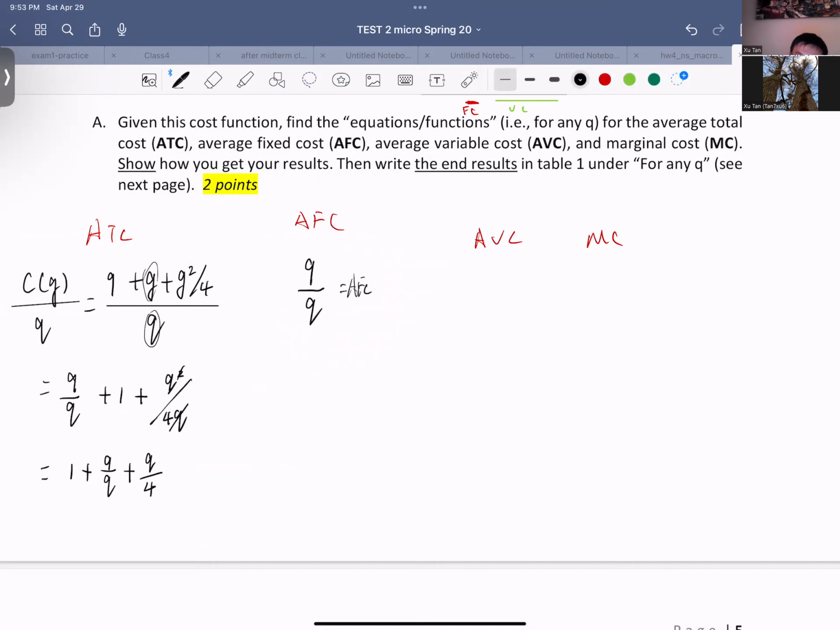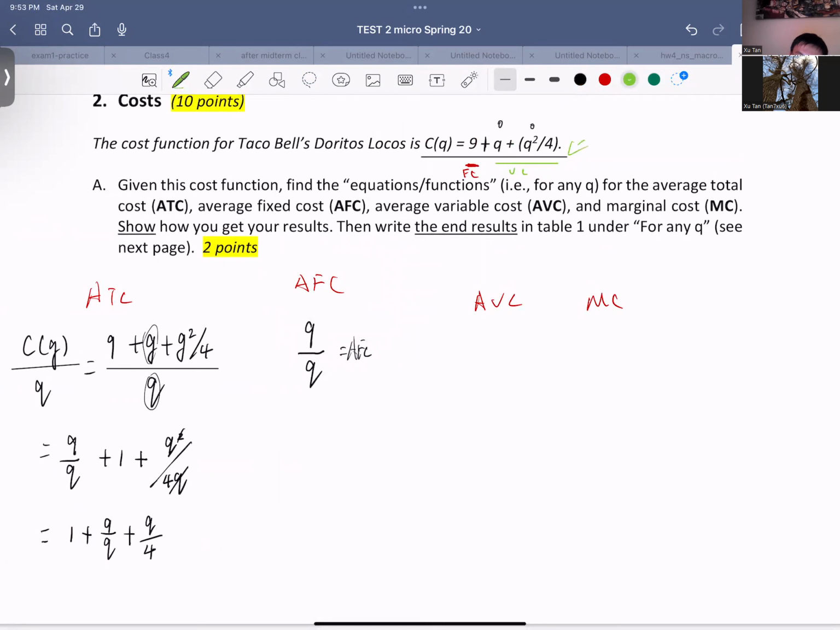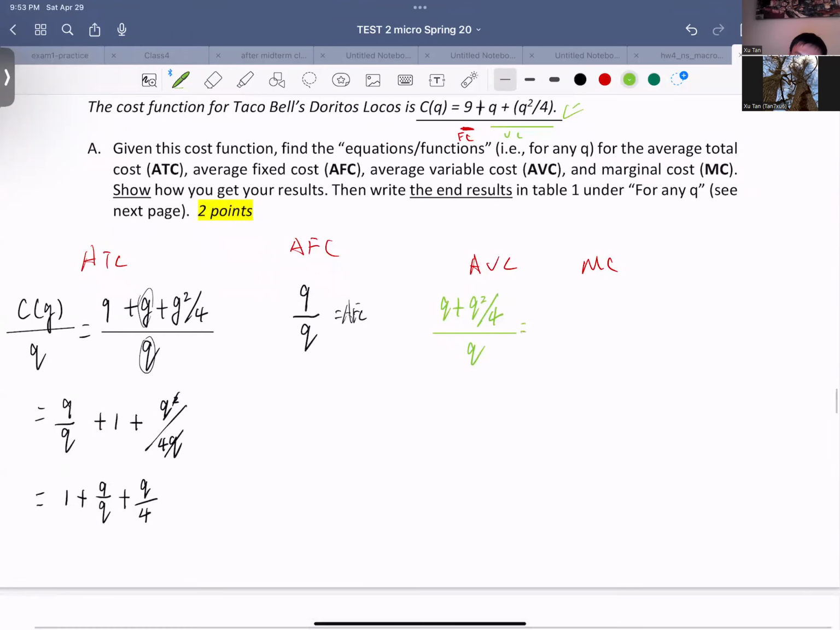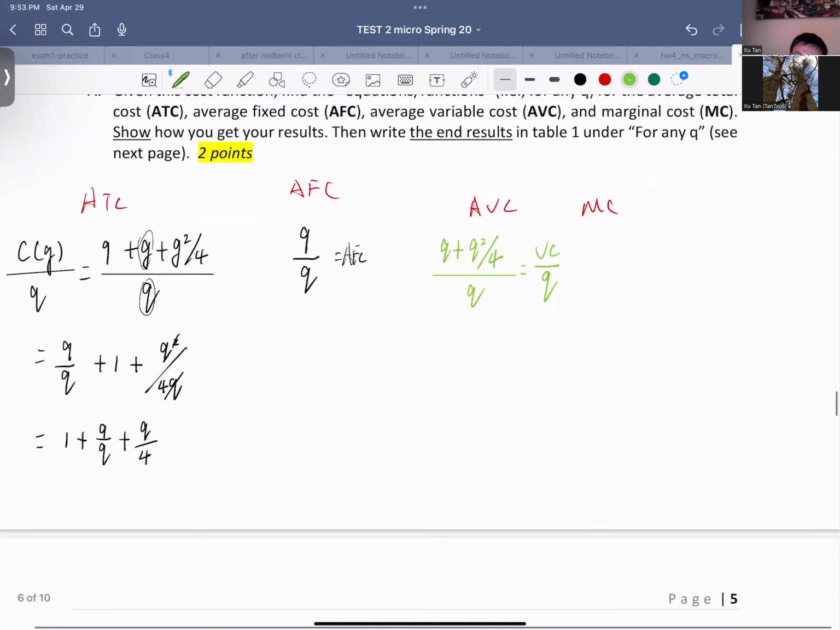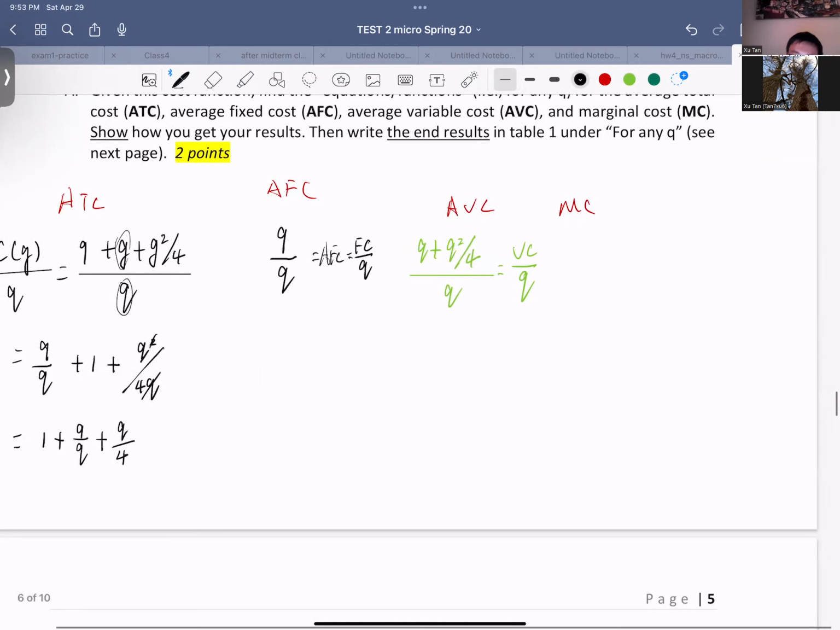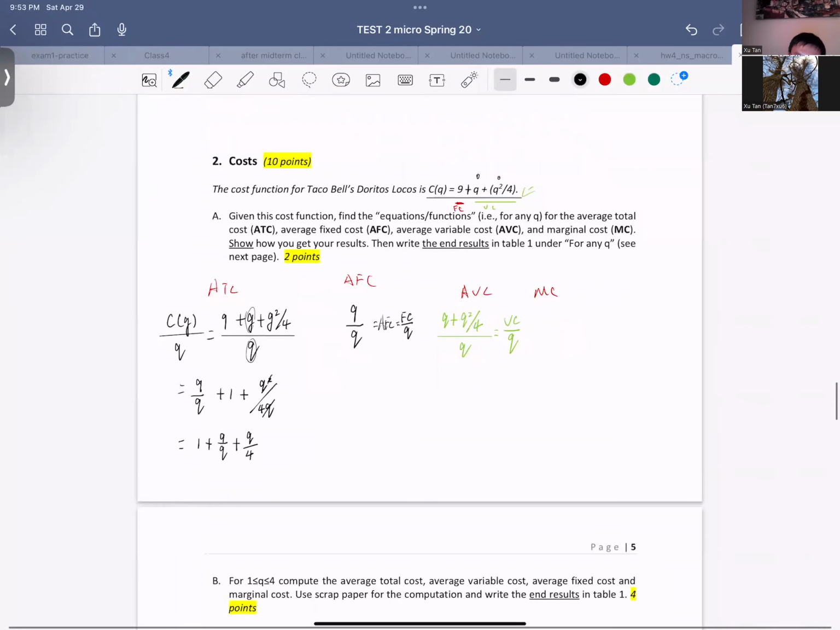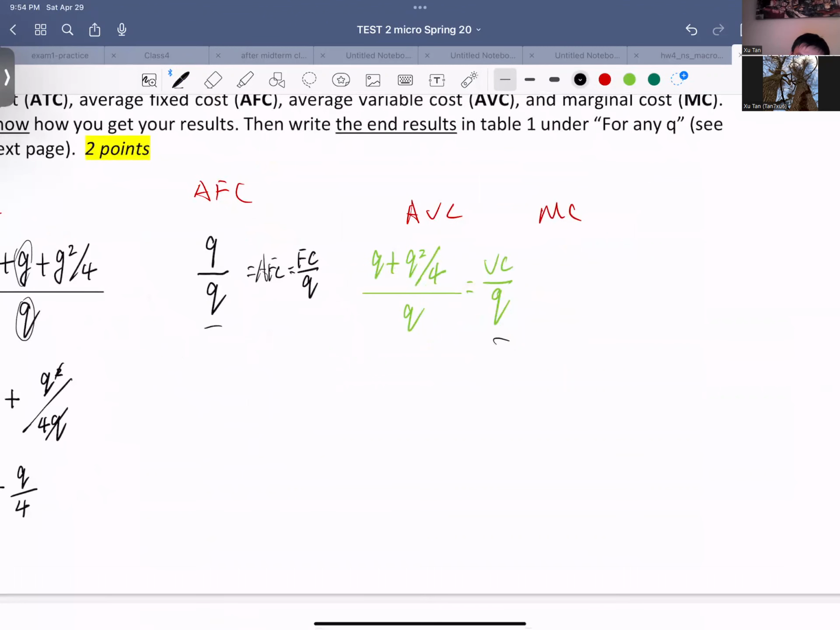Average variable cost. I have a variable cost defined right here. So it's Q plus Q squared divided by 4, divided by Q. It equals variable cost divided by Q. So average fixed cost is fixed cost divided by Q. Anything with average is always divided by Q. So in this case, our average variable cost would be equal to 1 plus Q divided by 4.